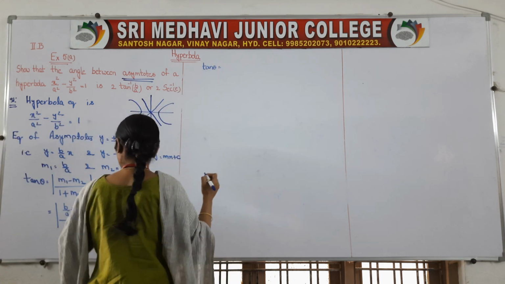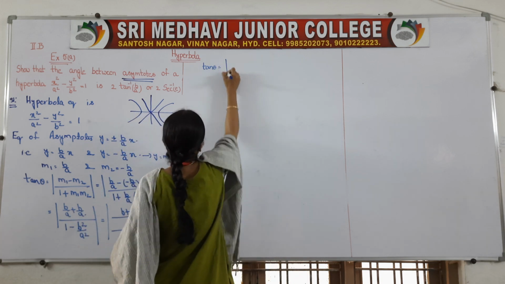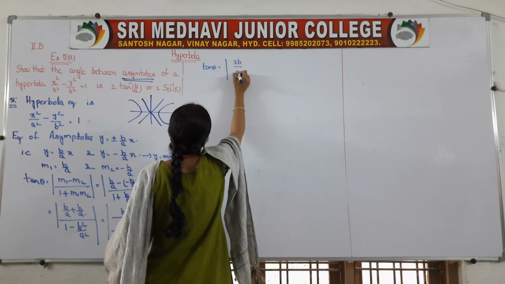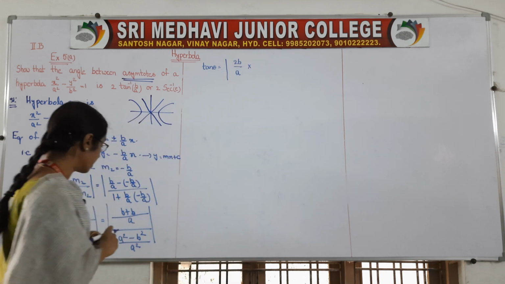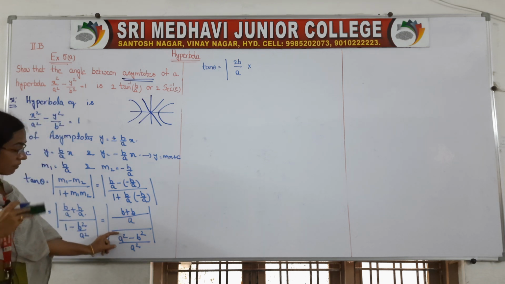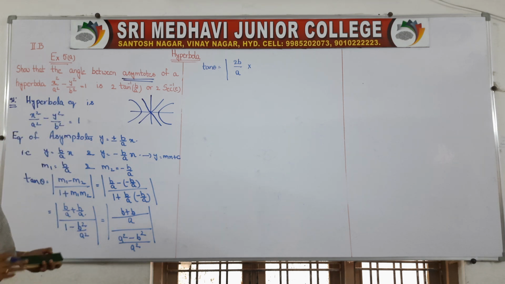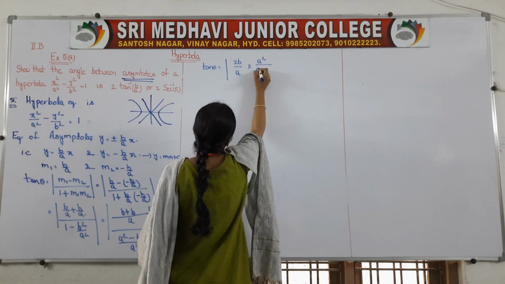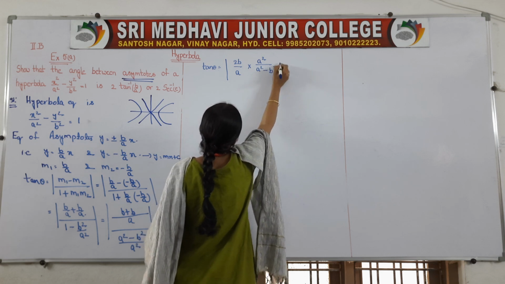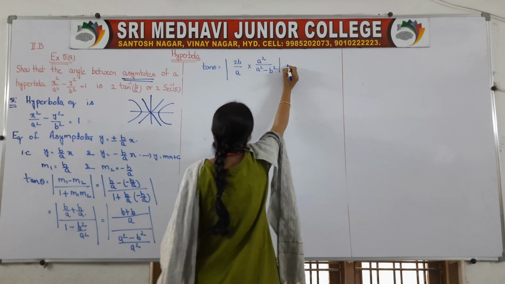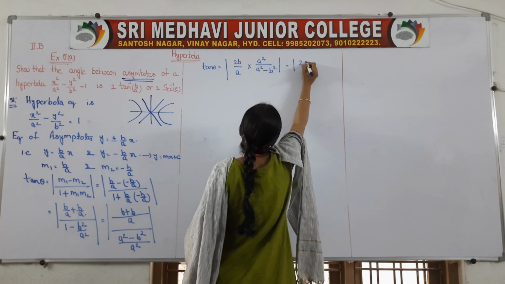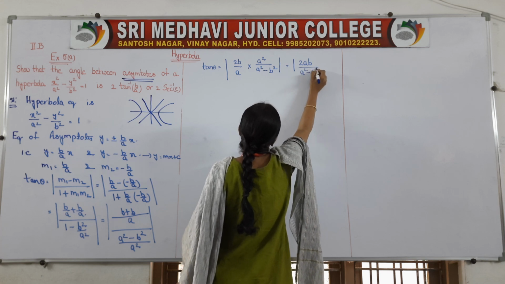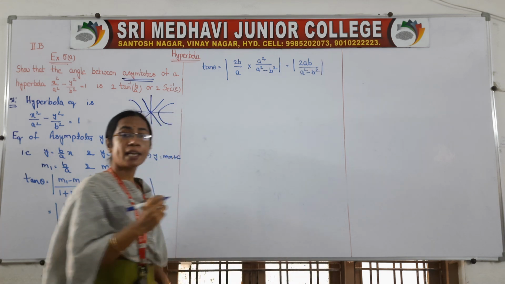So we can write this as tan theta is equal to modulus of 2b by a into, I am sending this value upwards. If we send any value upwards, it will reverse. So it is a square by a square minus b square. One a will get cancelled, it is 2ab by a square minus b square. This is our tan theta.